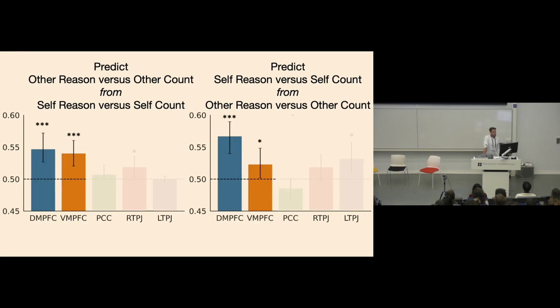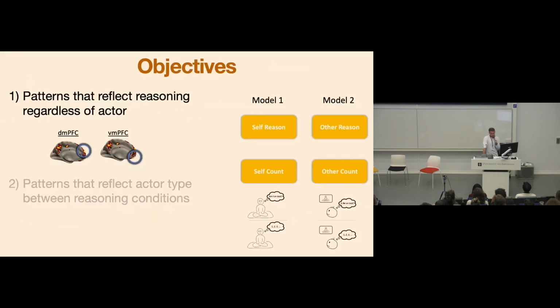And here I'll only point out the most robust results, those of which were significant in both cross-classification tests. And so we see these regions include both the dorsal medial prefrontal cortex as well as the ventral medial prefrontal cortex. The DMPFC, for instance, shows around 57% accuracy on the right side here when training on the distinction between other reason and other count, and testing that distinction on self-reason versus self-count.